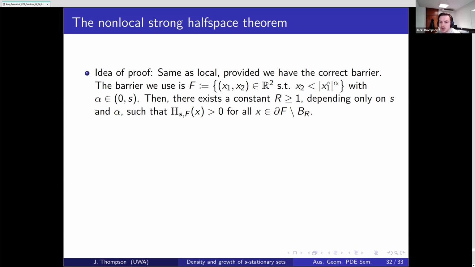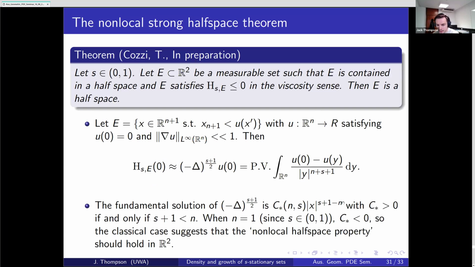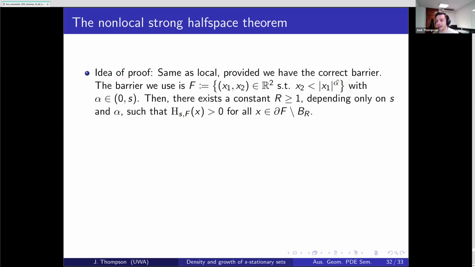Well, the barrier is just a subgraph, and the function is the absolute value of x1 to the power of alpha, where alpha is between 0 and s. Now, if alpha is s, okay, this is the fundamental solution. Here, if n equals 1, then I have 1 minus 1, and I have x to the s. So this is the idea. We essentially pick x to the s.